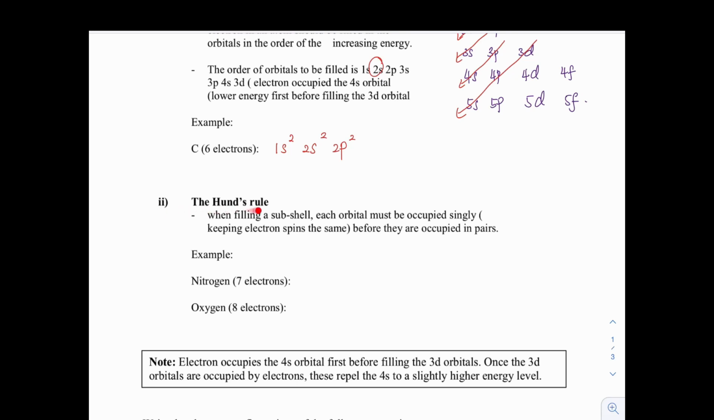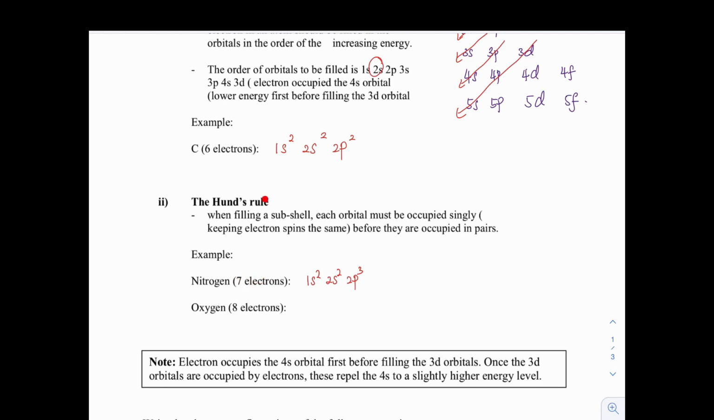The next rule we're going to talk about is the Hund's rule. When filling up a subshell, each orbital must be occupied singly first, meaning we have to keep the electron spins the same before filling up in pairs. For example, nitrogen has a total of 7 electrons because it has 7 protons. So this is how we write nitrogen's configuration: 1s2, 2s2, and 2p3. If you add up 2 plus 2 plus 3, it equals 7.